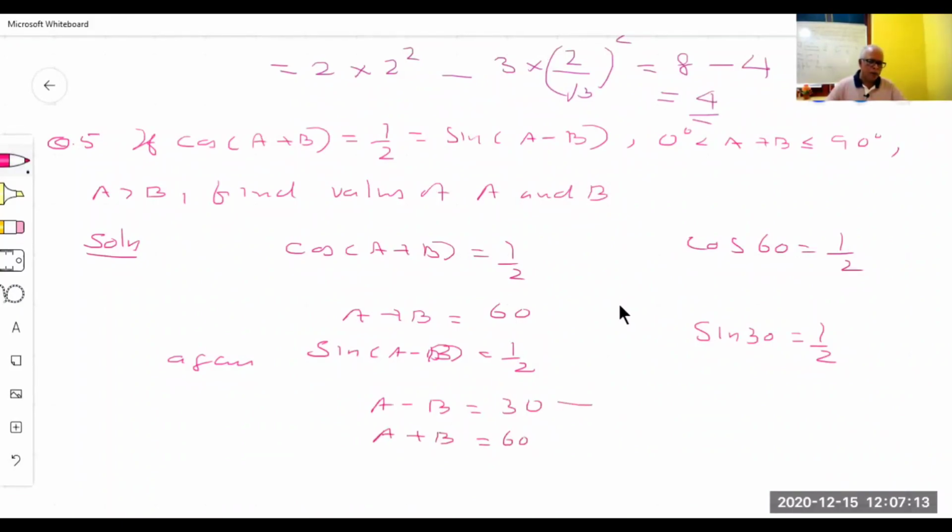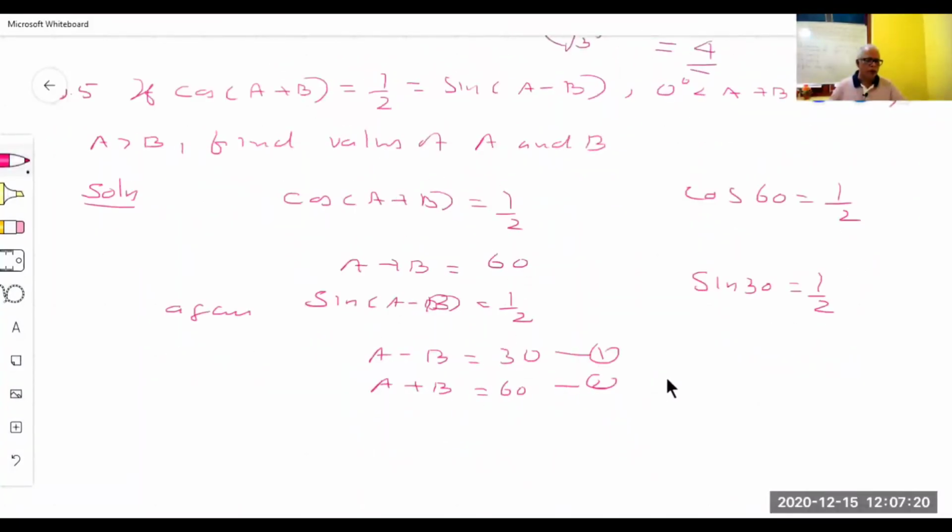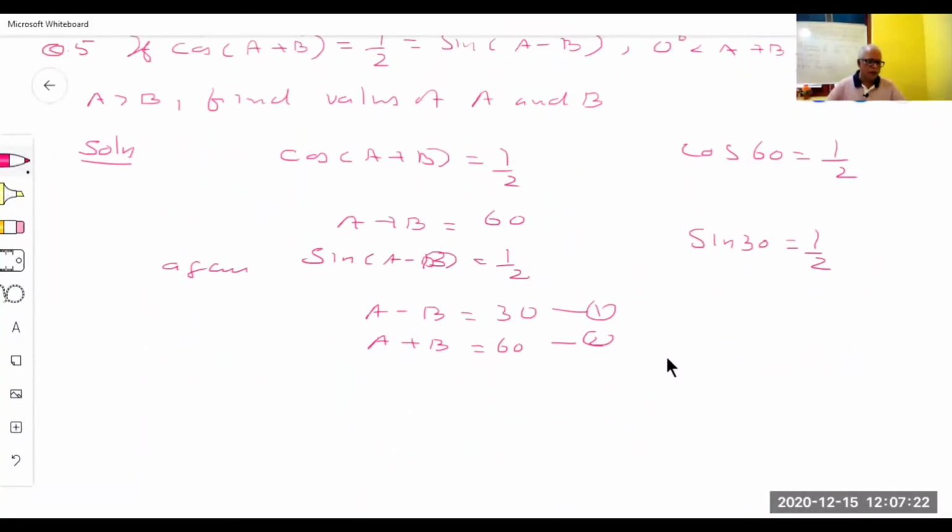Add them up. What will you get? Tell me what will you get? 2a is equal to 90 degrees. So A is equal to 45 degrees. And B will be, of course, 15 degrees. This is the answer. Hope you got it.